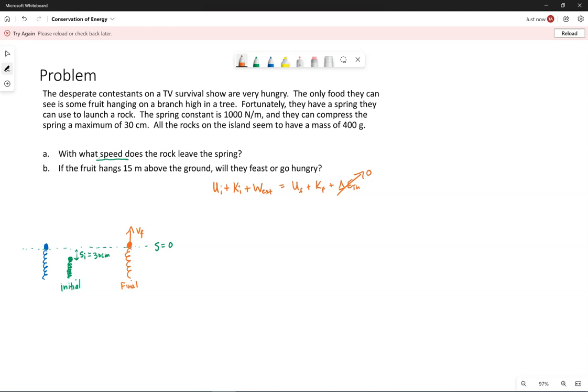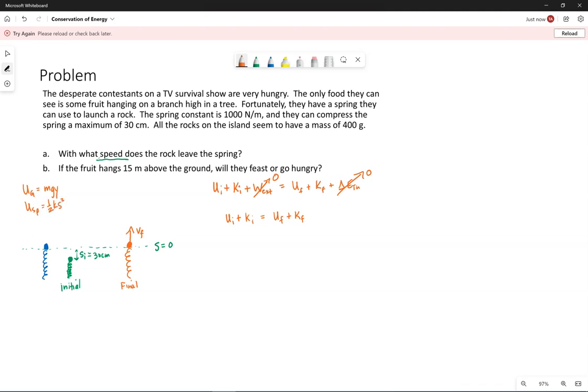In terms of the forces acting on the rock, we have the spring and gravity. So that means we do not have any external forces that would be either adding energy to this system or removing it. So we can say that the initial potential and kinetic energy has to equal the final potential and kinetic energy. In this case, though, we need to consider both gravitational potential energy and spring potential energy.